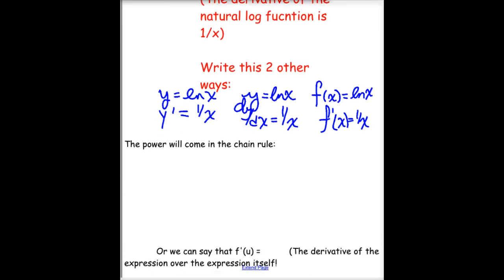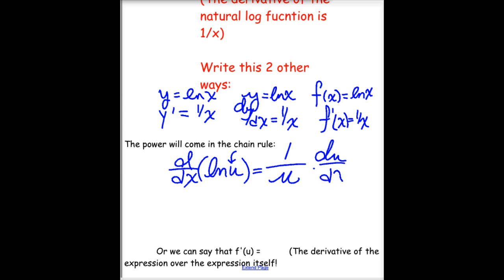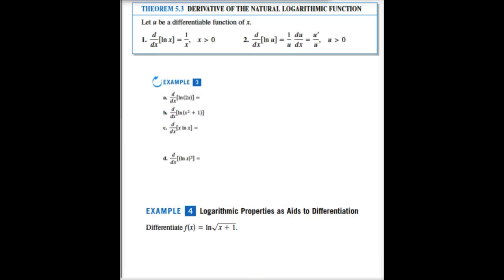The power will come in the chain rule, that when we take the derivative of the natural log of any function of x, be it 8x plus 4, sine x, e to the x, whatever it is, where u is some function of x, we still do 1 over u, but then we multiply it by du dx. And this right here we can call u prime. So sometimes you'll see that written as u prime over u, or the derivative of the function over the function itself.